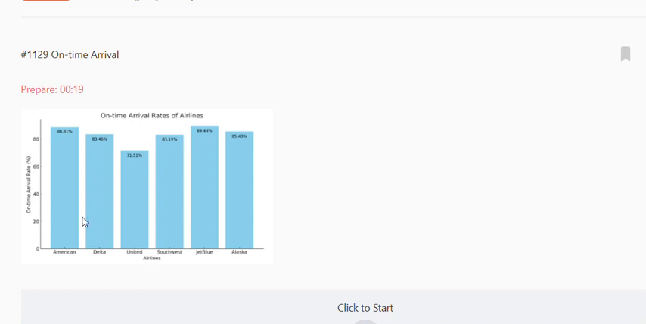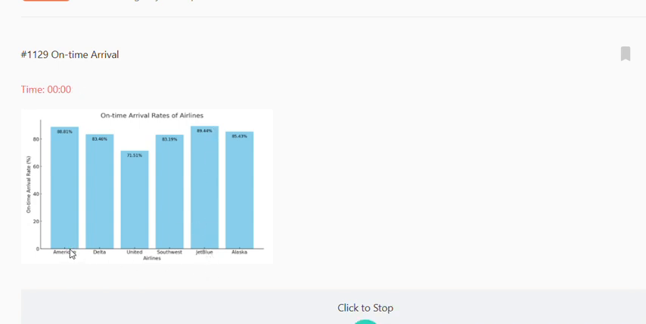This is on time arrival. American, Delta, United, Southwest, JetBlue, Alaska. On time arrival rates of airlines. So the Delta. On time arrival rates. Highest is for JetBlue.